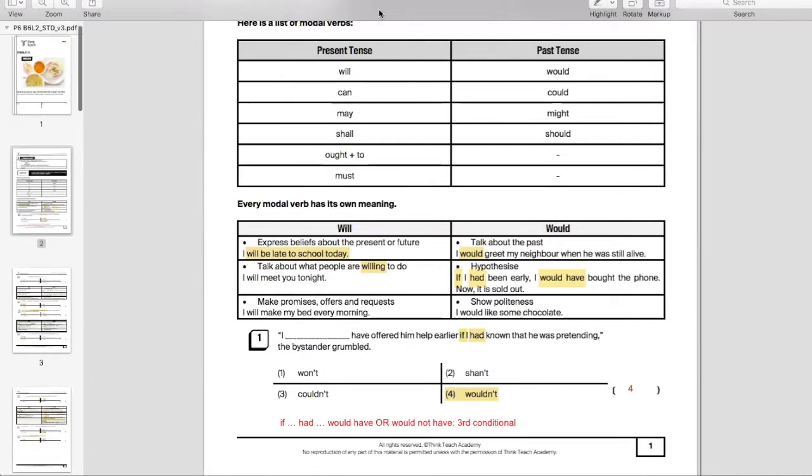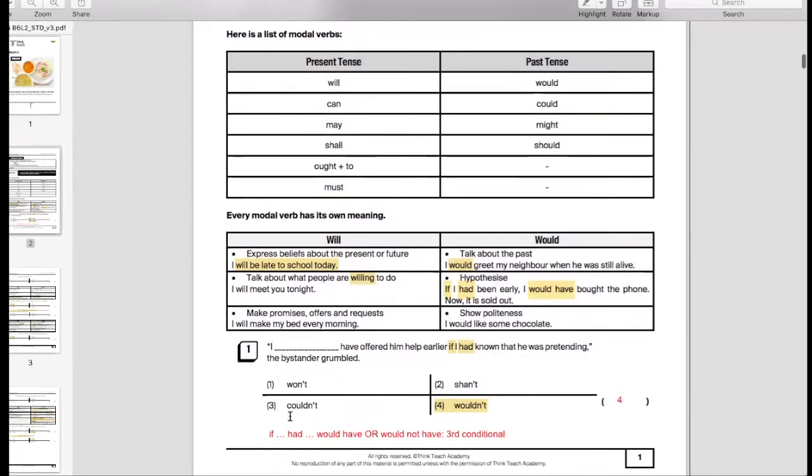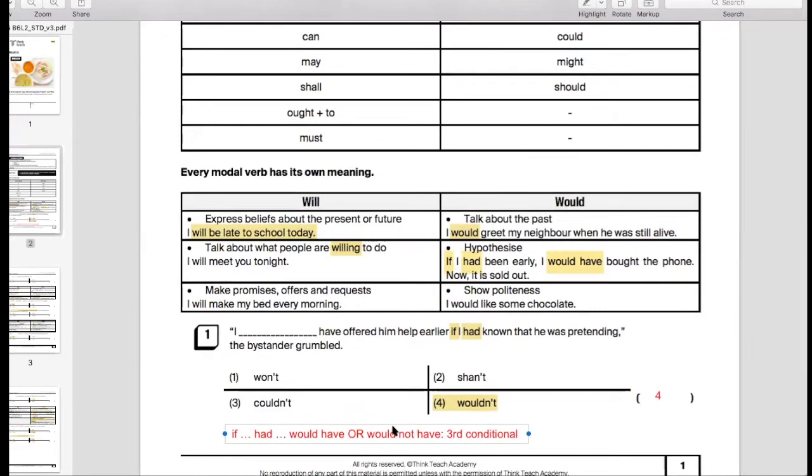Just take about 20 seconds, quickly do it. I believe it should be really simple. Question 1 is an example of a third conditional, as you see here on my screen. If, had, always follows would have or would not have. I see if, I see had. That means this must be would not or would. There is no other would. There is only wouldn't here. So the answer, of course, for question 1 is 4.